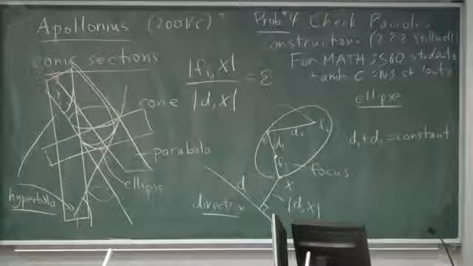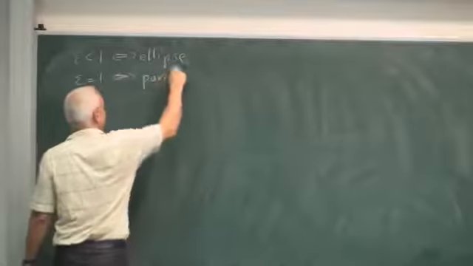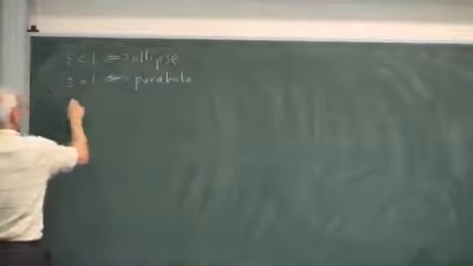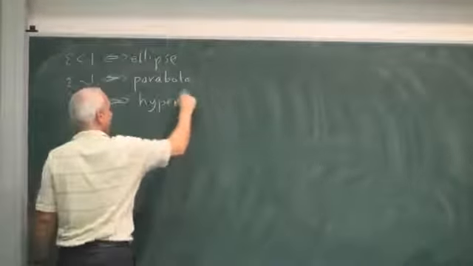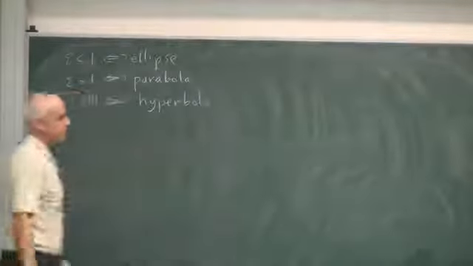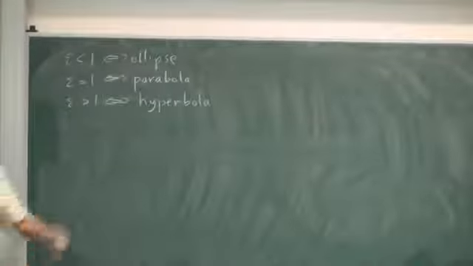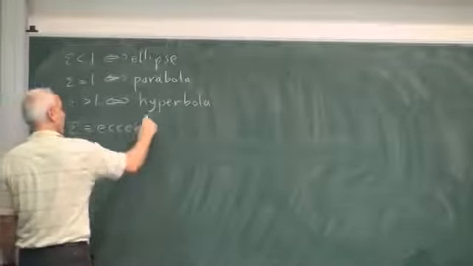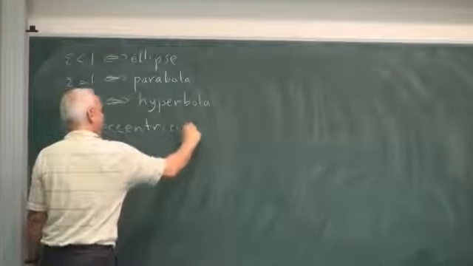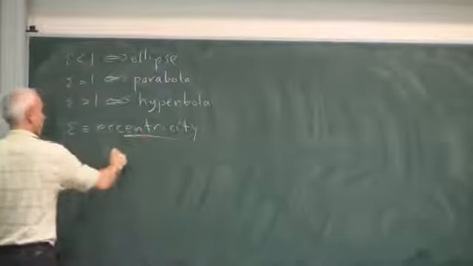If epsilon is less than 1, then we get an ellipse. If epsilon equals 1, we get a parabola. And epsilon bigger than 1, we get a hyperbola. This number epsilon is called the eccentricity of the conic.